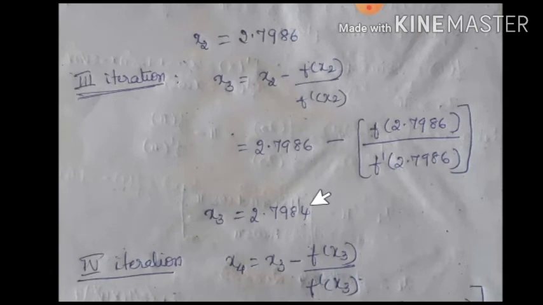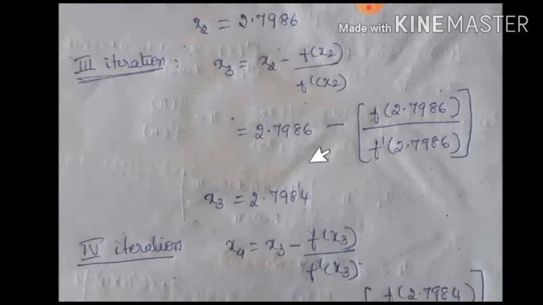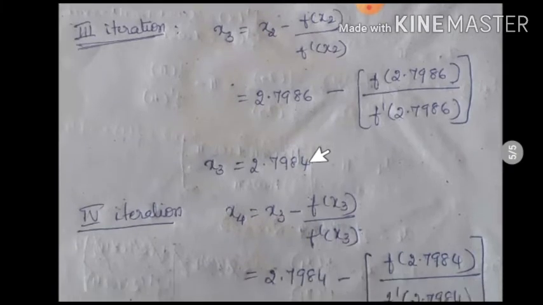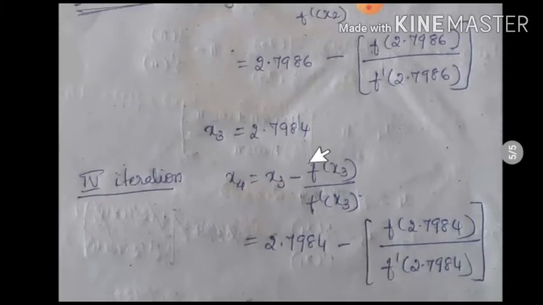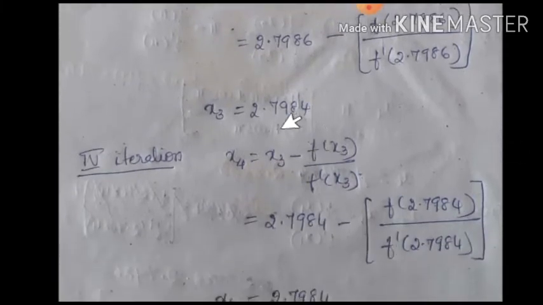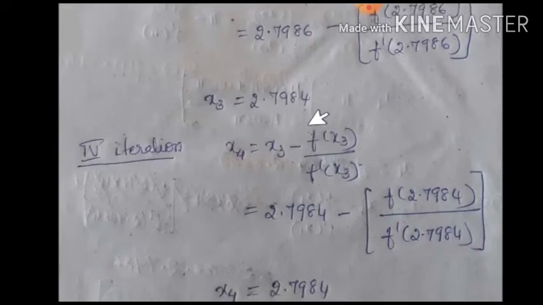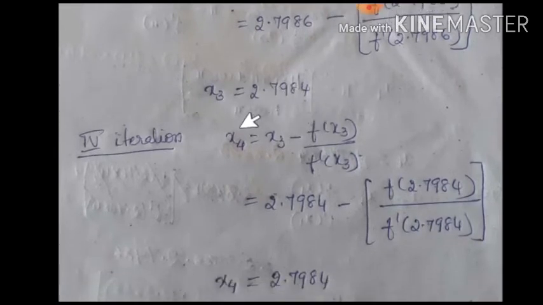Hence we need to proceed further for the next iteration. So for the fourth iteration, I will take the answer x3 as 2.7984. The formula is x4 equals x3 minus f of x3 by f dash of x3. Substitute the x3 answer in the function f and in the function f dash, and simplify together using a calculator.